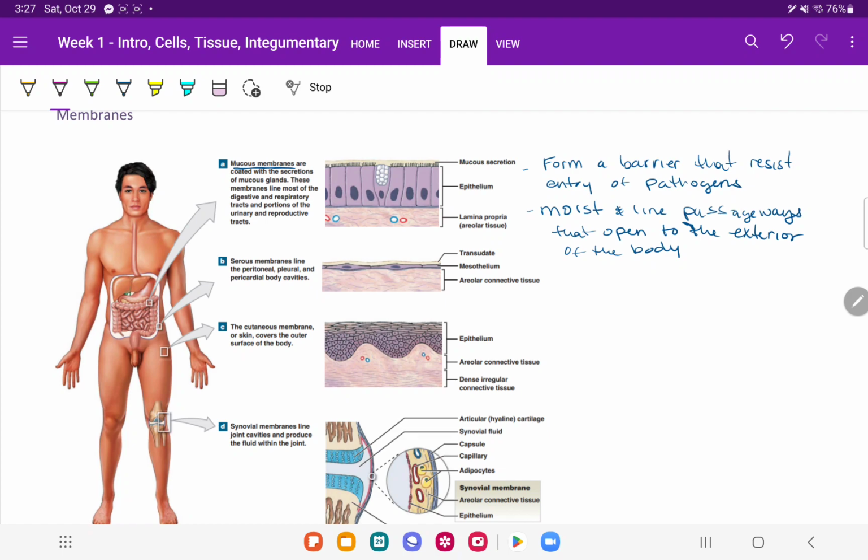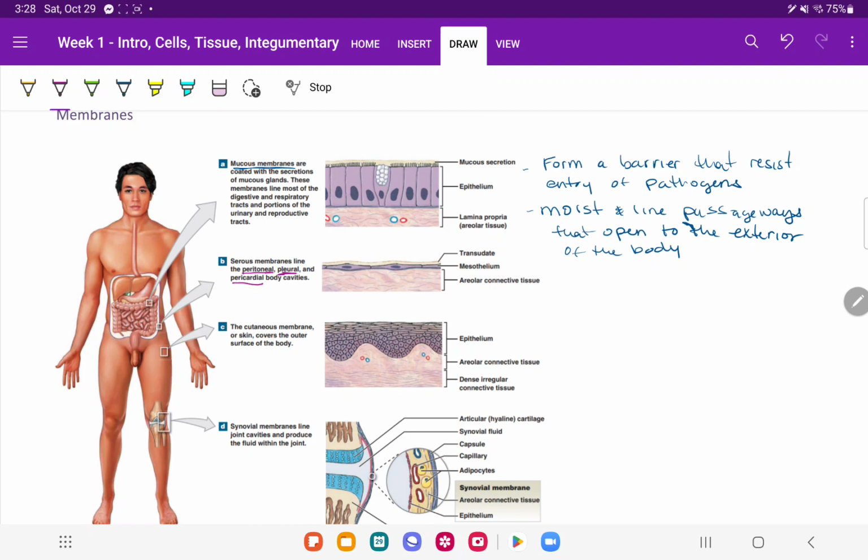Serous membranes. Serous membranes consist of a mesothelium, and they're supported by a thin layer of areolar connective tissue that's rich in blood and lymphatic vessels. The three types of serous membranes are the pleura, the peritoneum, and the pericardium.